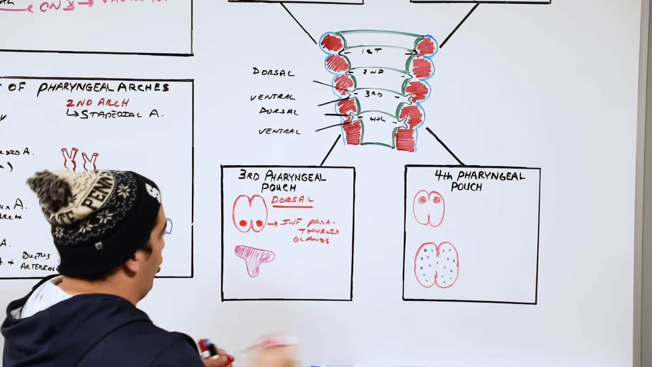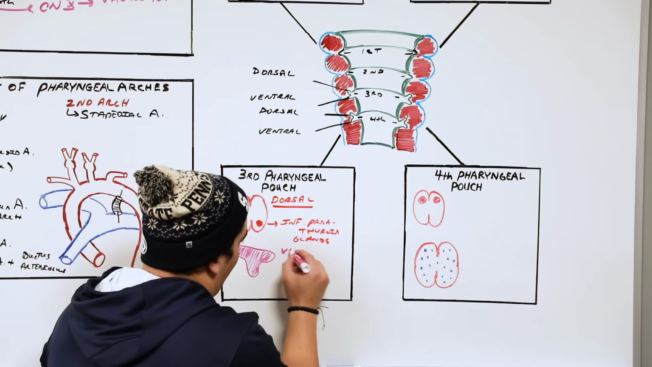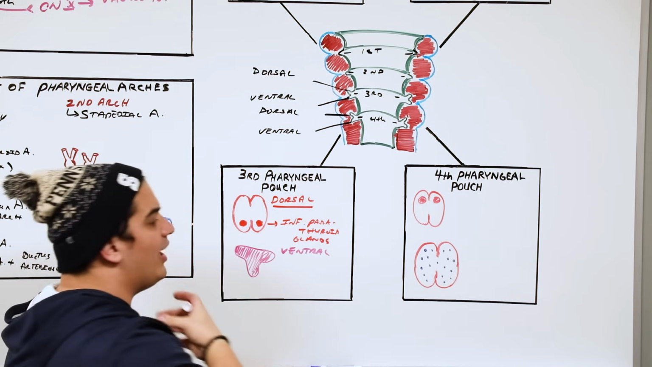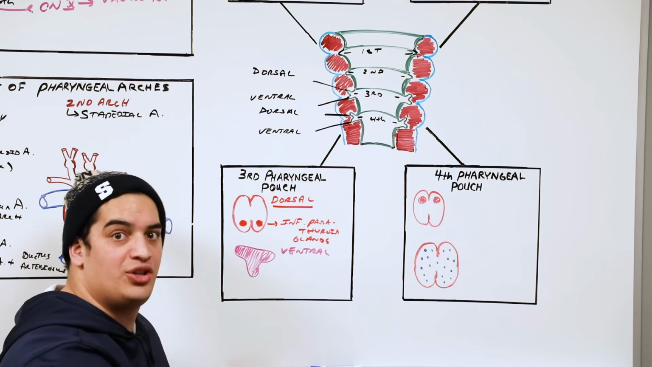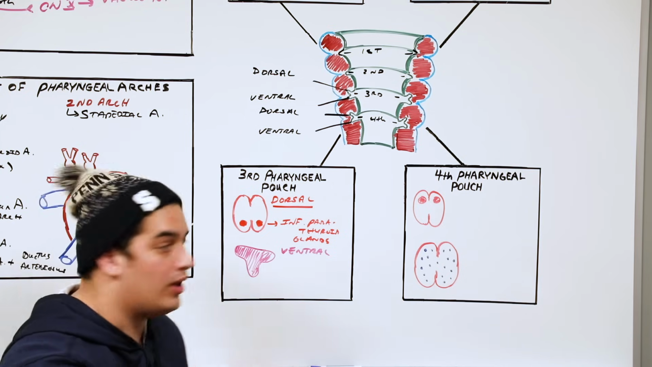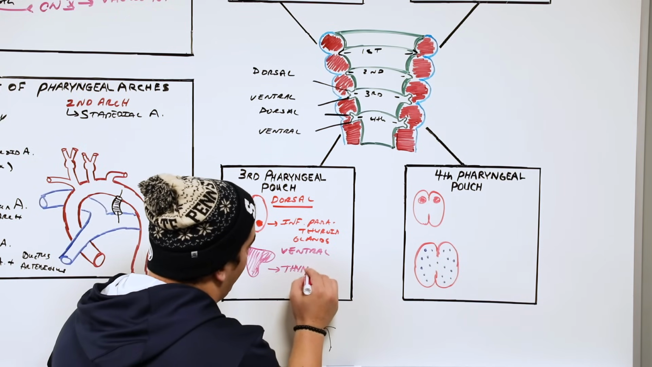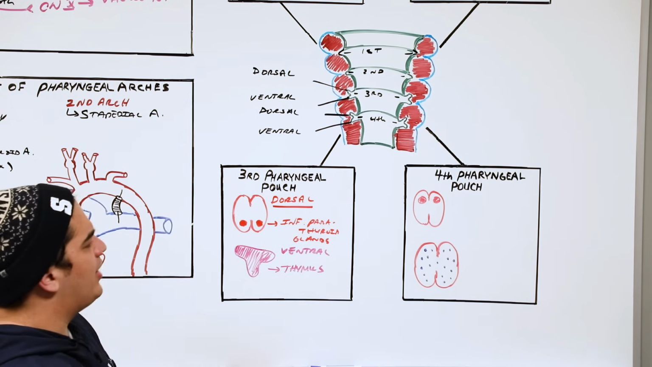The ventral portion of that third pharyngeal pouch is going to give way to a very special kind of lymphatic tissue that'll actually start in the neck but then move down into the chest where T cells will actually mature. This is called the thymus. So this is called your thymus. Very important to actually understand this stuff.